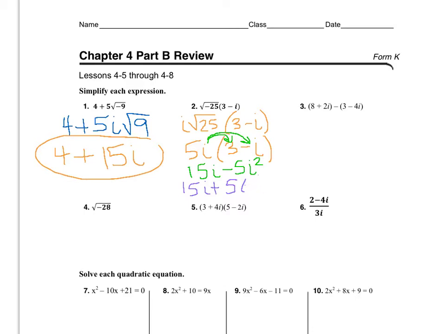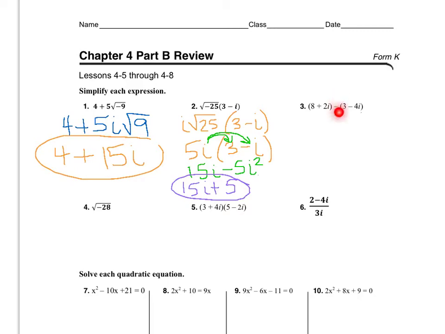So I'm going to go back and erase that. My -5i squared changed to a plus 5 because this i squared is equal to -1. So that is your answer for number 2.